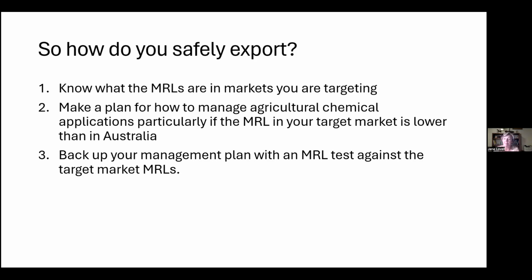You then need to make a plan for how you're going to manage your agricultural chemical applications, particularly if the MRL in the target market is lower than that of Australia. If it's the other way around, if the MRL in your target export market is higher, then abiding by the label in Australia should see you pretty safe in that export market. And then, as always, people will know me, I've got a food safety and quality assurance background. I'm going to be the one that says back up your management plan with an MRL test against the target market's MRLs, just to make sure that everything's going to go okay if your product's tested overseas and you are compliant.